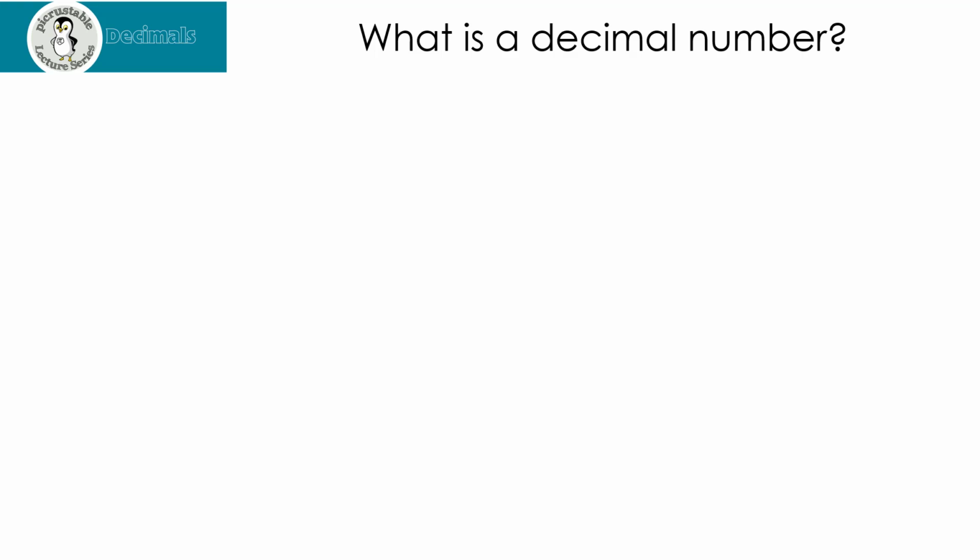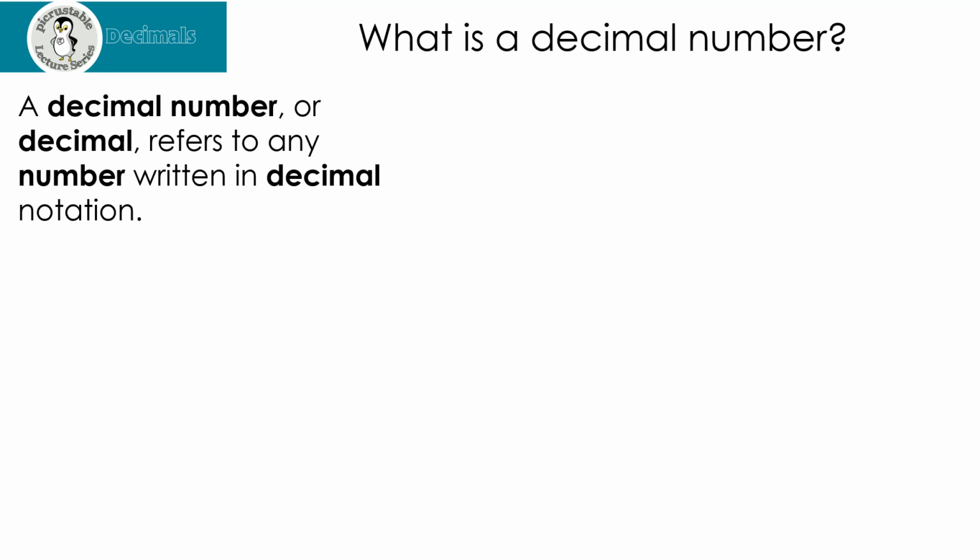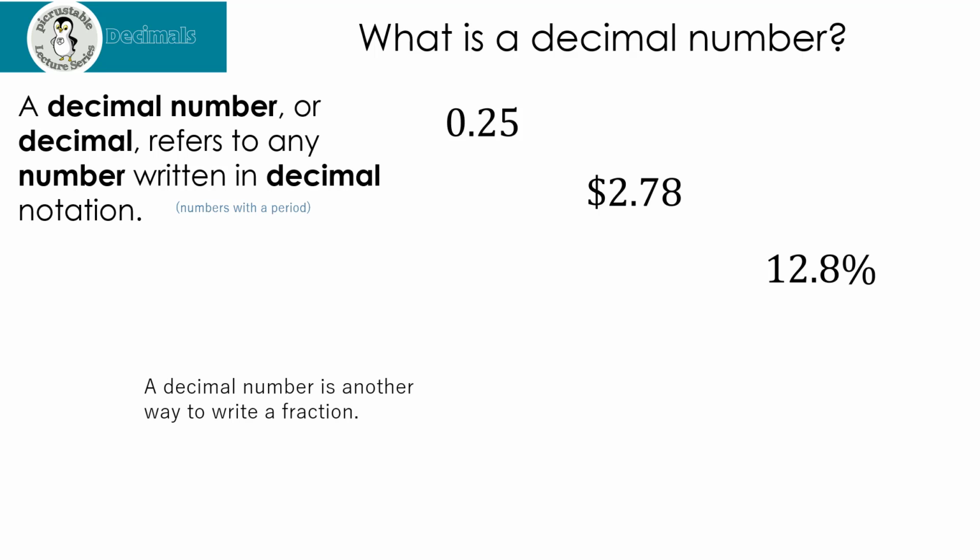What exactly is a decimal number? A decimal number, or decimal, refers to any number written in decimal notation. What? Basically, that means numbers with a period in it. For instance, 0.25, or $2.78, or even 12.8%. These are all decimal numbers.